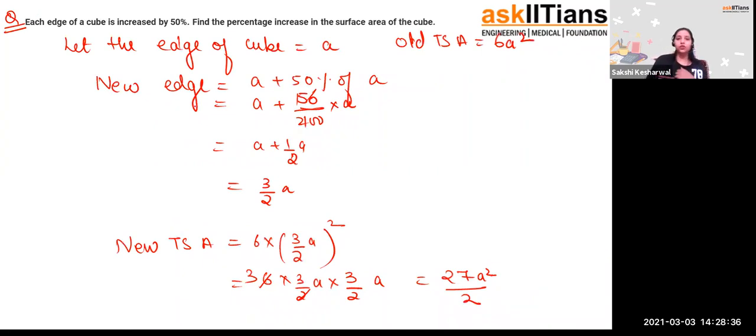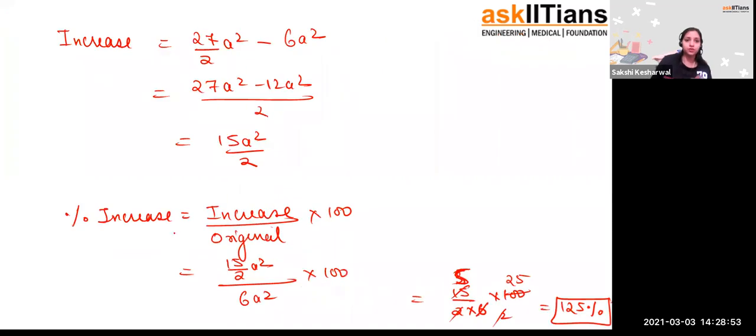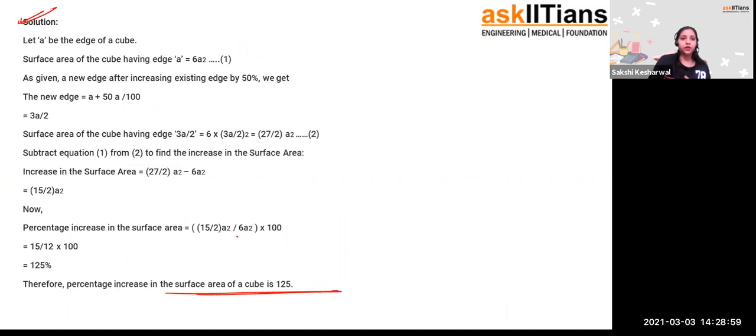You just see the original cube edge was this A. The old TSA is 6, this is the original, right? This is your original TSA. So original TSA is 6A square and the new edge is A plus 50% of A. So you got the new edge. So for the new TSA, the increase is what? You have to do the subtraction. So subtract it and the percentage increase formula is increase upon original into 100, right? So from here we got everything.